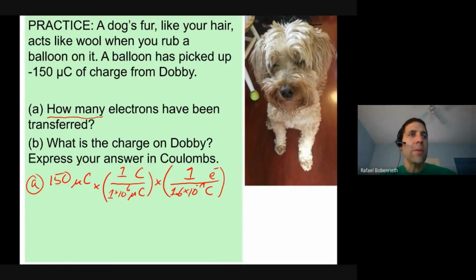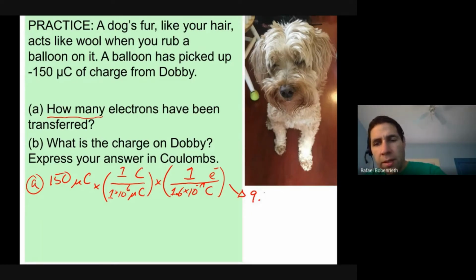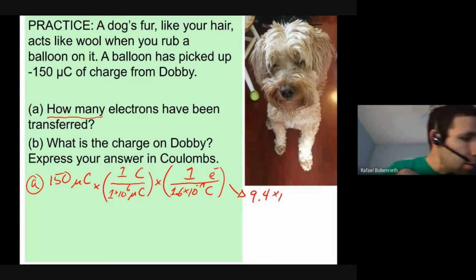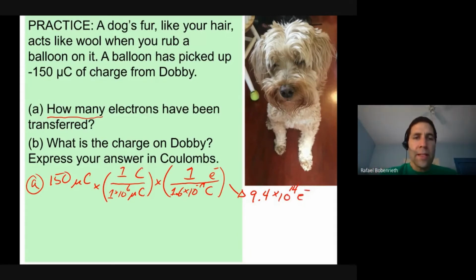Okay, so go ahead and do that on your calculator. I'm going to do it on mine. 150 divided by 1 second function E, 10 to the 6. Divide that again by 1.6 second function E, negative 19. And I get something that is roughly 9. If I'm going to stick with sig figs, I'm going to call it 9.4 times 10 to the 14th electrons. Okay, so that's how many electrons have been transferred, 9.4 times 10 to the 14th.